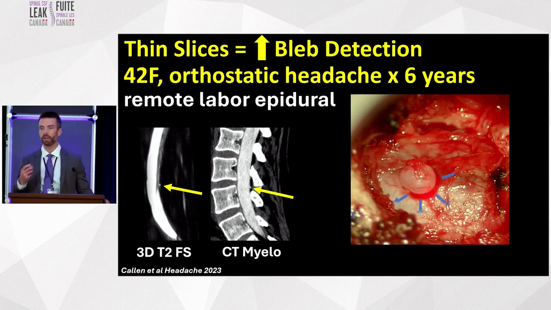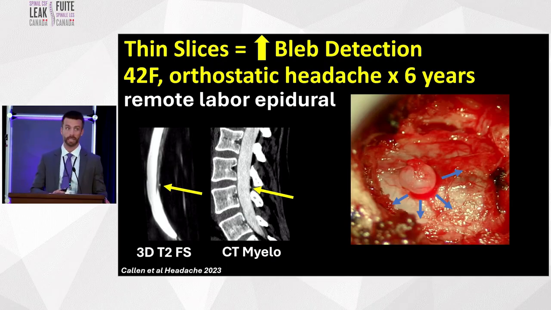And then finally, having very thin slices is helpful for finding subtle dural abnormalities, for example, little tiny pseudomeningocele or blebs. This patient had a remote labor epidural and has this tiny little bleb that you can see there on that 3D T2 fat-suppressed image on the sagittal reformat. And there it is on the myelogram, and there it is intraoperatively as well.